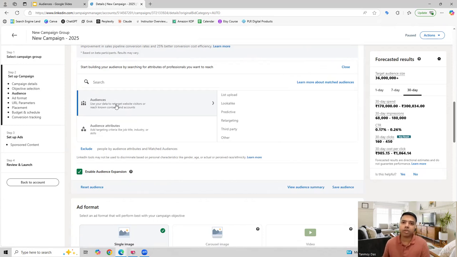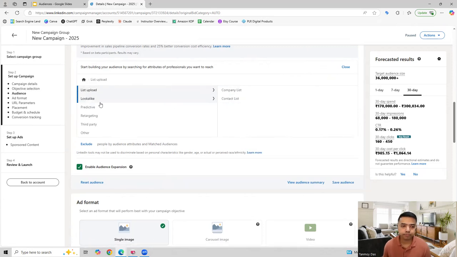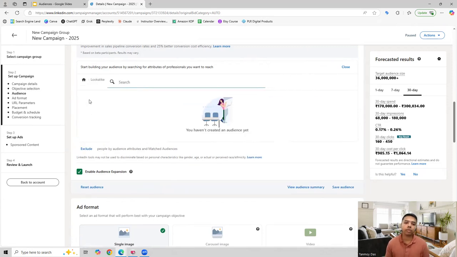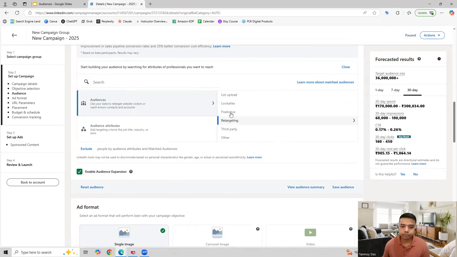So as we spoke in the previous videos as well, list upload is the list of all the contacts of the people who interacted with you, or a company list, which you can upload over here. Lookalike audience, we talked about this as well, which is an audience which is similar to the kind of audience which interacts with your websites. So if you have any audiences already created, you can add a lookalike audience from there.